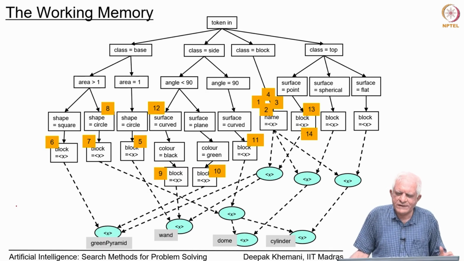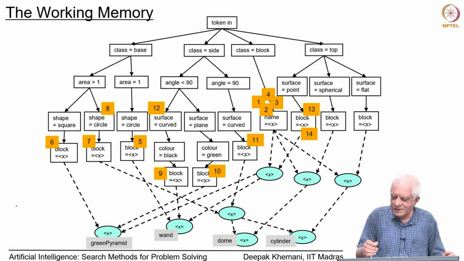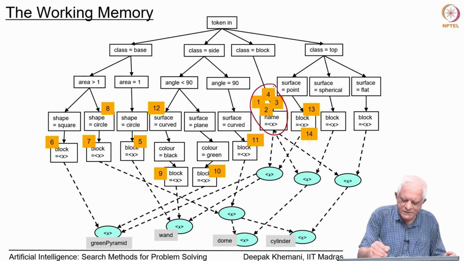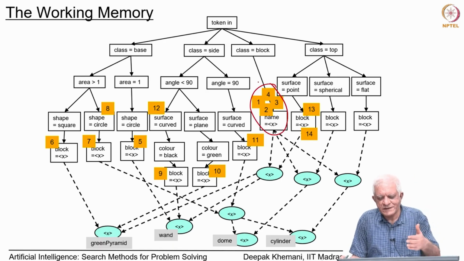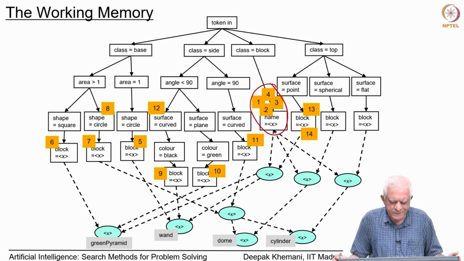In the last class, we were looking at these 4 objects: the green pyramid, the wand, the dome and the cylinder, and we had seen 14 pieces of data. Once you insert those 14 pieces of data, they go and sit in the working memory at some location. You can see that there were 4 blocks and all 4 of them have come and sit in this node here, because that is all it is saying: block, and what is the name of the block. The name is a variable. There are 4 tokens sitting here, one with a value, whatever the values are, 1, 2, 3, 4 I think.